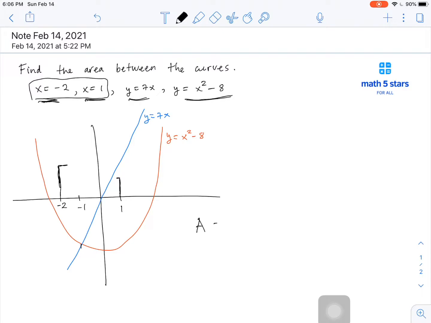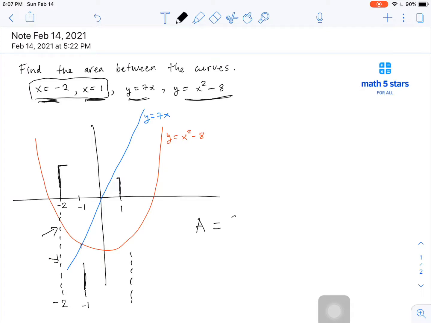So the area is the integral, and in the integral we have to subtract the two graphs. The rule here says that you need to do the top graph minus the bottom graph. As we can see here, if we start from -2 to 1, from -2 to -1 the top graph is the red one. The red one is on top of the blue one.